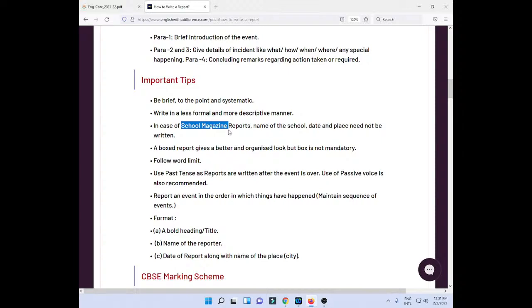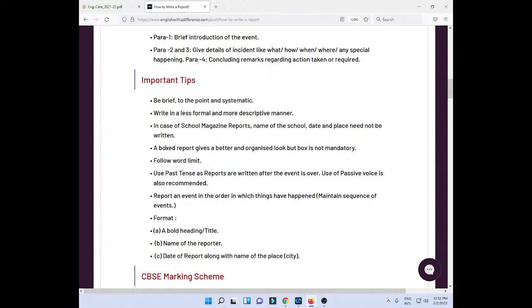But if the report is written in or for a school magazine, in that case you don't have to write the name of the place and date. Just give the title, then writer's name, and straightway you can start with the report. So in case of school magazine reports, name of the school, date and place need not be written, right?